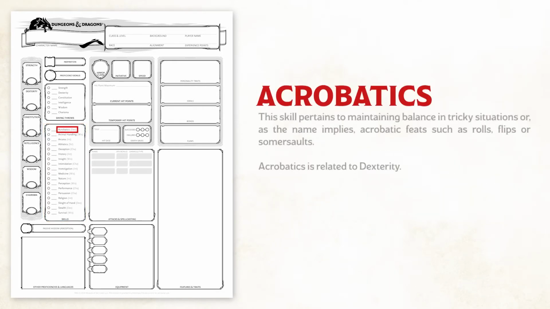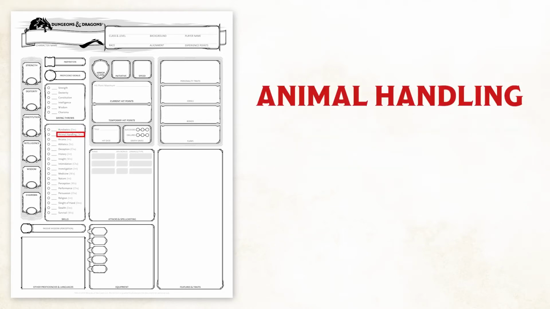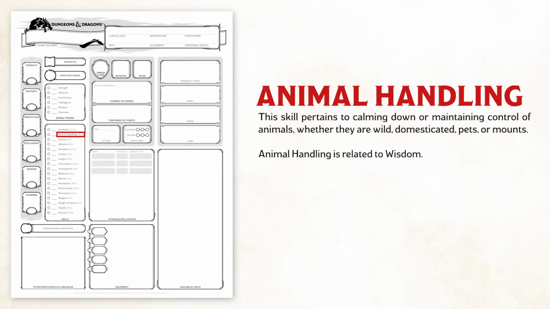Acrobatics. This skill pertains to maintaining balance in tricky situations, or, as the name implies, acrobatic feats such as rolls, flips, or somersaults. Animal handling. This skill pertains to calming down or maintaining control of animals, whether they are wild, domesticated, pets, or mounts.